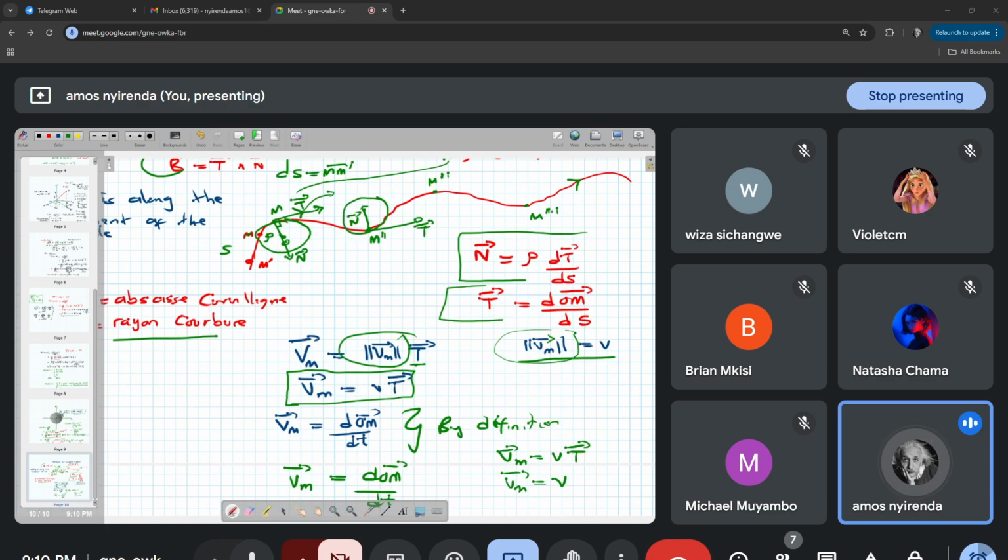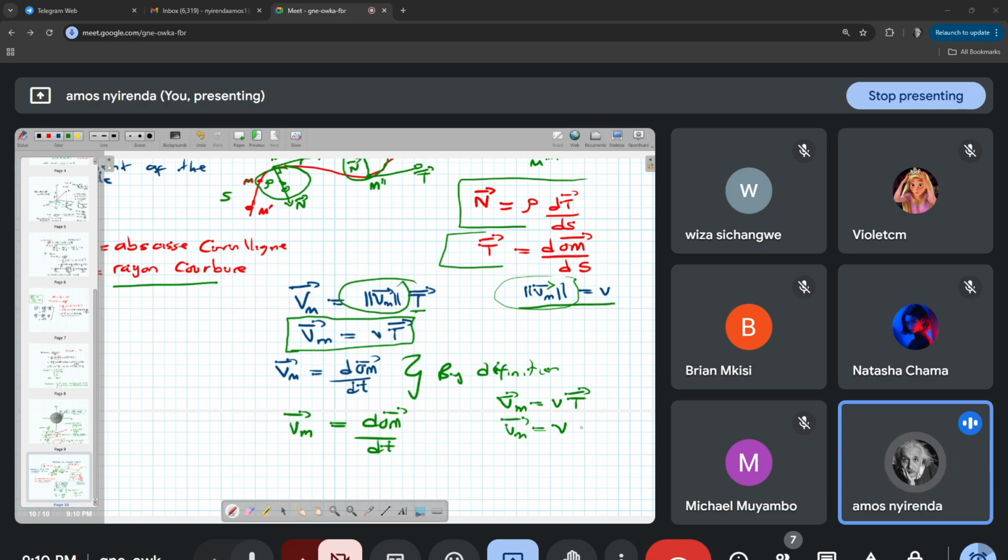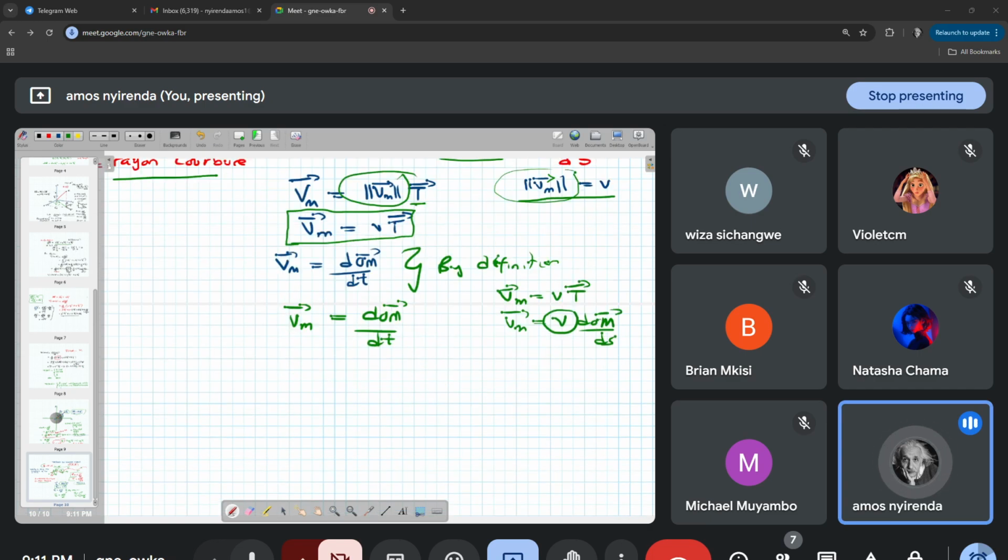It is dOm ds. That is the expression for T. So here I have, if I compare these two, I can deduce the formula for how to calculate the magnitude. So now this is dOm ds.